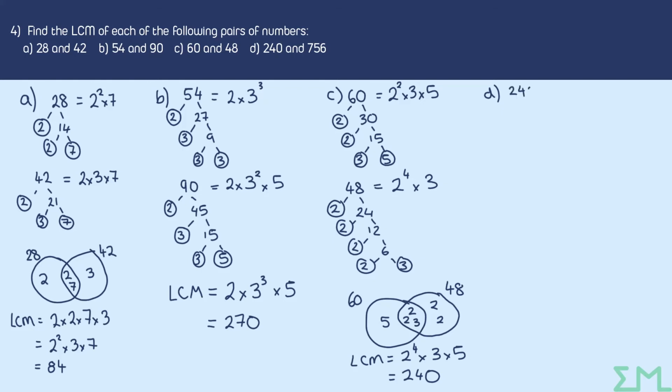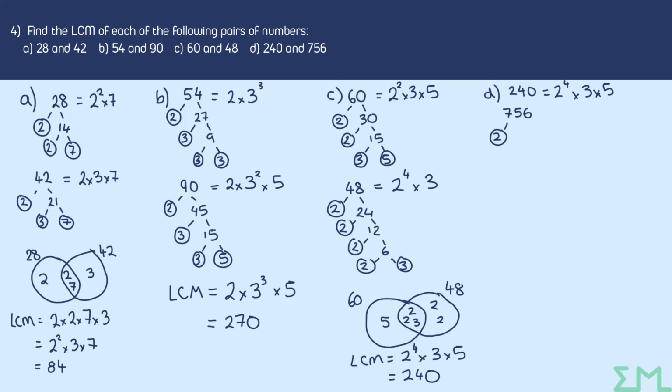So 240, right, I'm going to cheat a bit here, because in the last question, I worked out that the LCM was 240, which means I've already got the prime factorization, so to save time and space, 240 is 2 to the 4 times 3 times 5. And I will have to do 756 though, which is quite a large number.